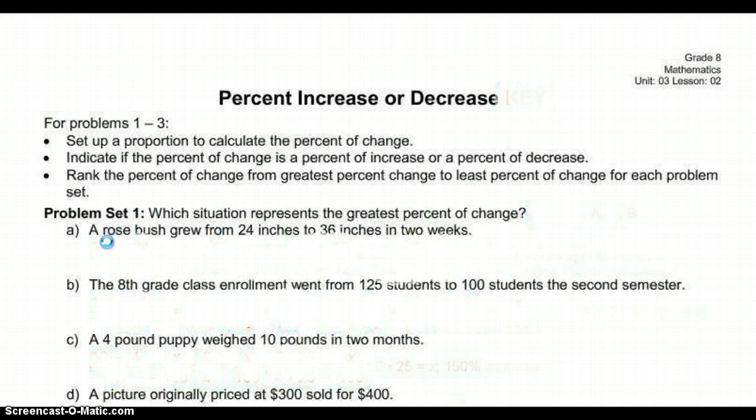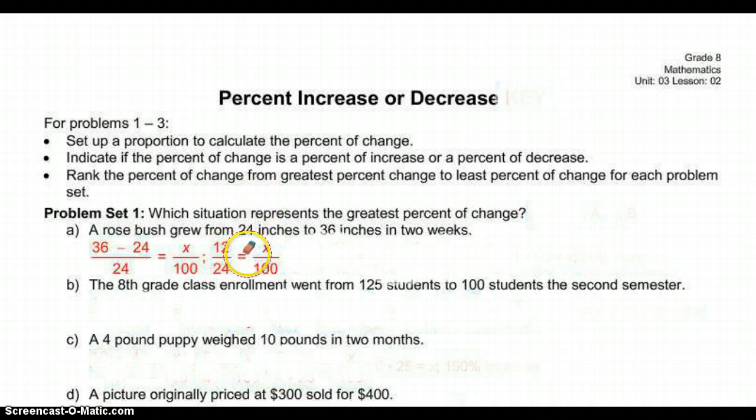So, first thing we'll do is take a look at the actual. So 36 minus 24 is equal to x over 100. So now once we subtract the original from the new, we should get 12 over 24 is equal to x over 100.